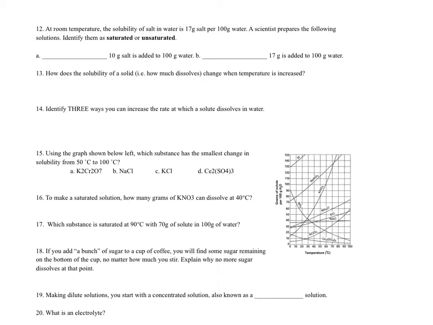Number 12, at room temperature, the solubility of salt in water is 17 grams per 100 grams of water. All right, now by solubility, what we mean is that's the maximum amount of salt that can be dissolved in that much water. A scientist prepares the following solutions. Identify them as being saturated or unsaturated. Now, the first one has 10 grams per 100, and the max is 17. That would put that as unsaturated.